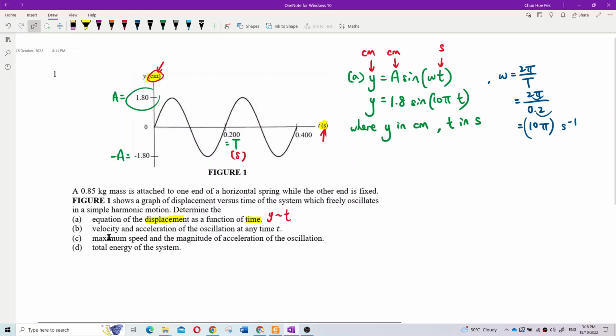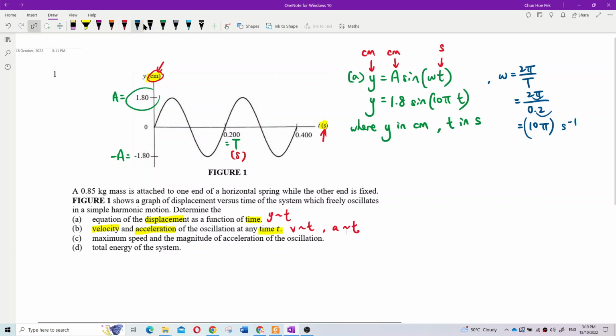Now B, what is the velocity and acceleration of the oscillation at any time? That means we determined the equation of displacement and time, now determine the velocity and acceleration at any time. That means we need to find the equation also of velocity and acceleration versus time. So the next task is to find the velocity time equation and also the acceleration time equation. So we have two tasks here.